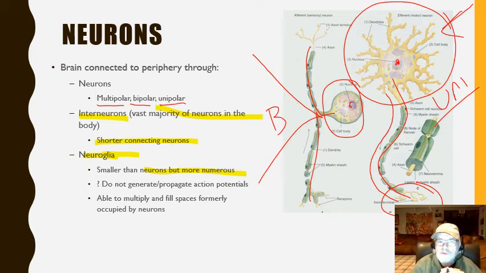So they may have some ability to propagate or generate an action potential, which is that nerve conduction, or the electrical signal that goes down the nerve. At least that's what some of the people are thinking may be actually happening. But their major purpose is to fill spaces formerly occupied by neurons. And they are also able to multiply. They're able to divide, which also makes a problem if they become cancerous. They divide rapidly, and usually if somebody has a glioblastoma or something like that, which is a malignant cancer of the brain, lifespan is usually about a year and a half.